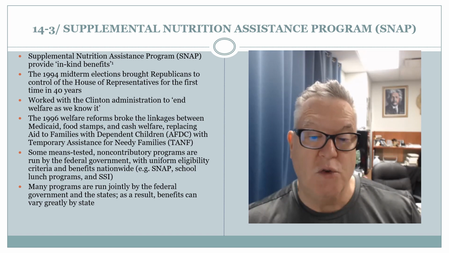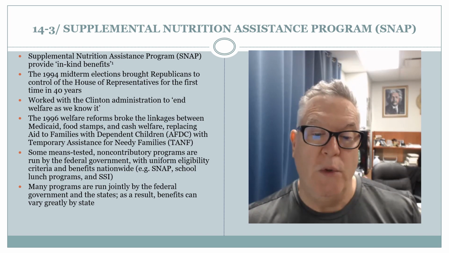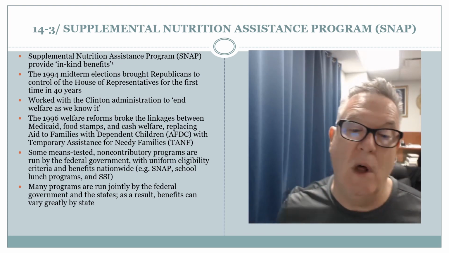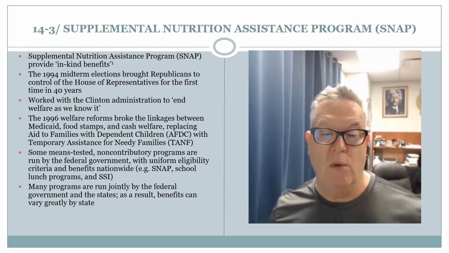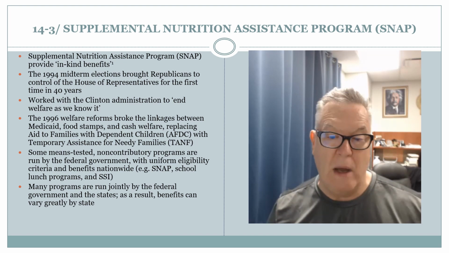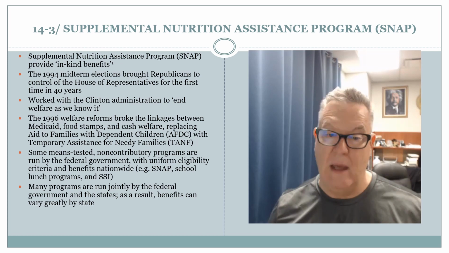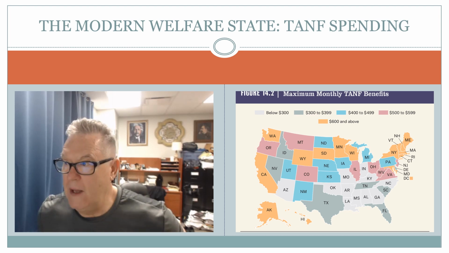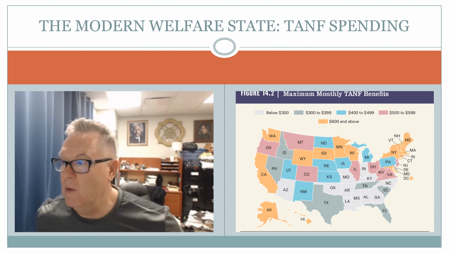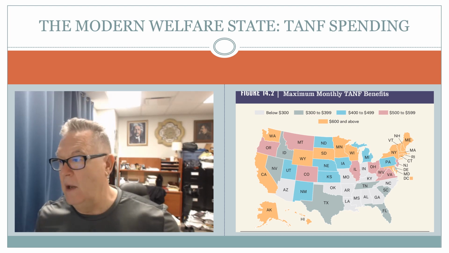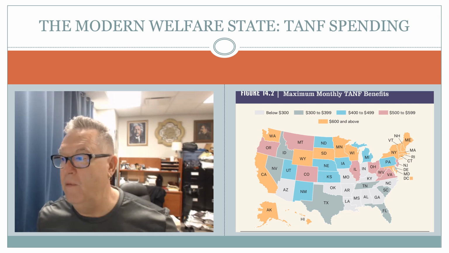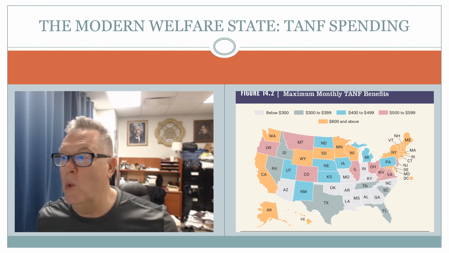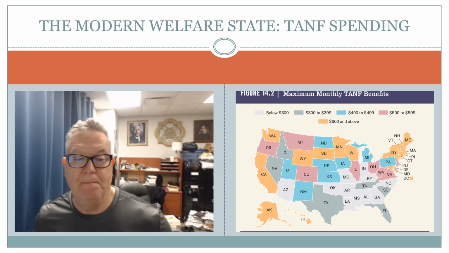Some means-tested non-contributory programs are run by the federal government with uniform eligibility requirements and benefits nationwide. SNAP is one of those; school lunch programs and SSI are all examples. Many programs are run jointly by the federal government and the states, and as a result, the benefits can vary greatly state by state. For the modern welfare state, these are TANF spending rates. Again, if you look at it, in those states of the former Confederacy, you're finding very low payments. And in those states that have large urban populations, you're finding that the payments are a lot more generous, right?